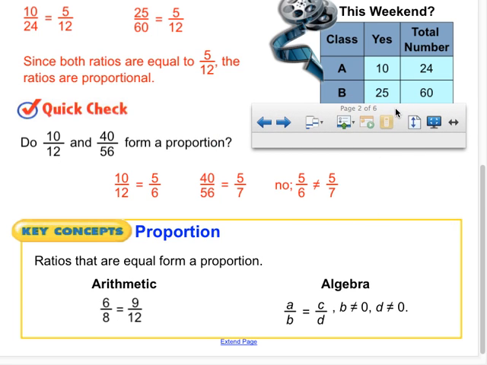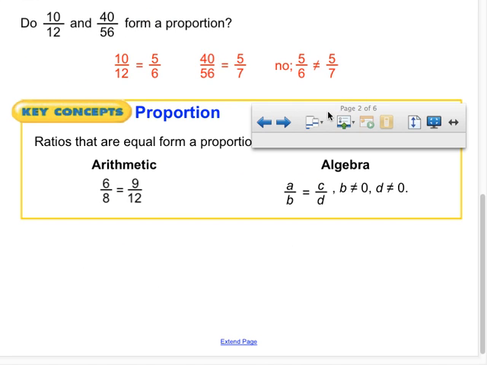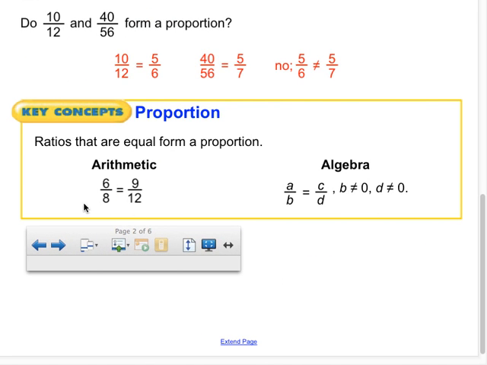Okay? So here's the key concept. Ratios that are equal form a proportion. As an arithmetic example, 6 eighths equals 9 twelfths. We can simplify both of these to 3 fourths. They form a proportion. The algebraic way we represent that is A over B is equal to C over D, so long as the denominators B and D do not equal 0.